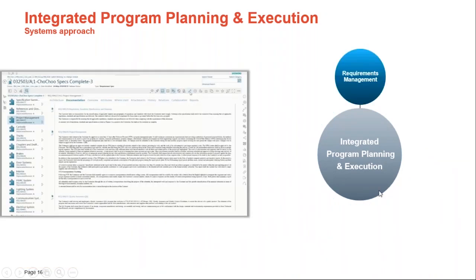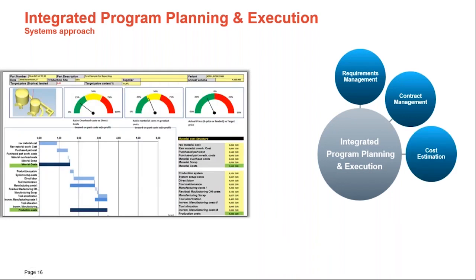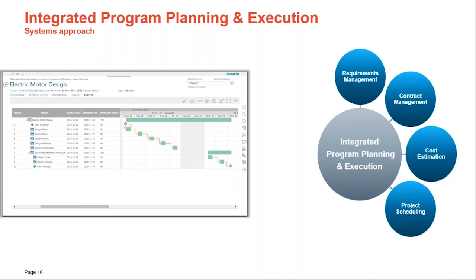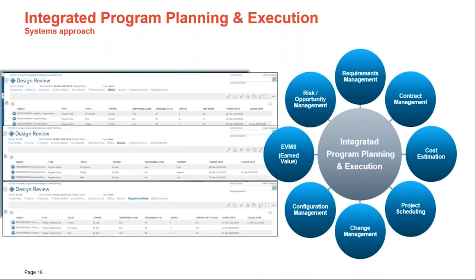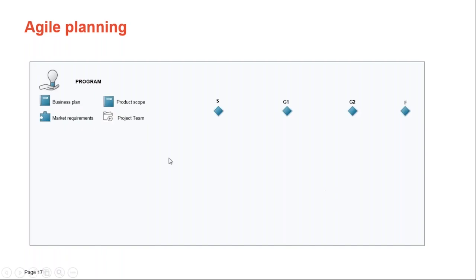So here I'm showing how Teamcenter-based integrated program planning and execution can be used for a systems approach to program planning. Here you have requirement management in the same system. Then you have cost estimation also as part of the system itself. You are doing project scheduling, change management, configuration management, earned value, and risk and opportunity management within a single platform. Now, because projects go through a lot of disruptions, our program planning and project planning should always be agile. So here is how it will have your program.